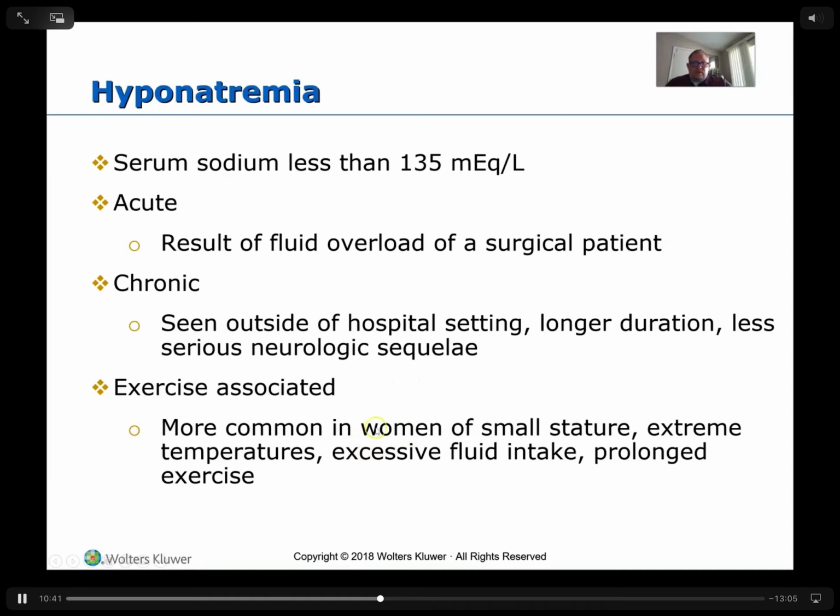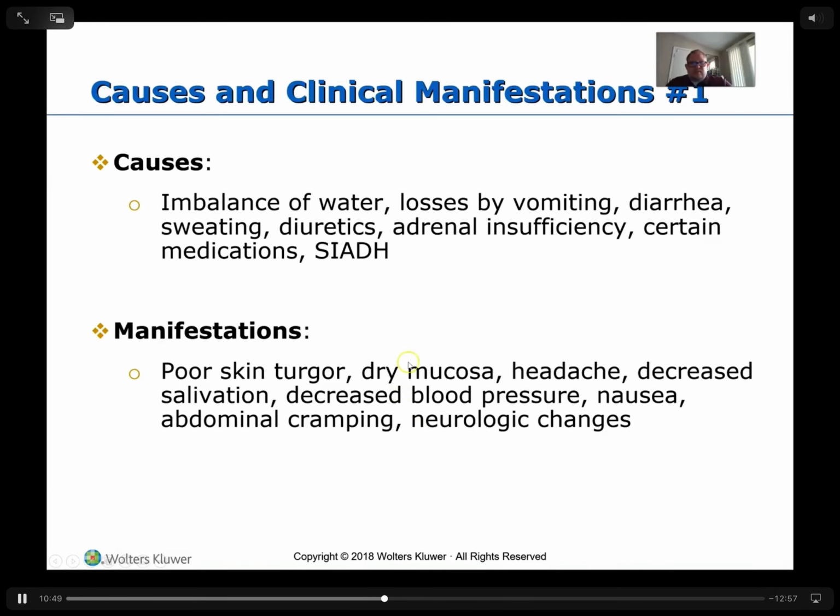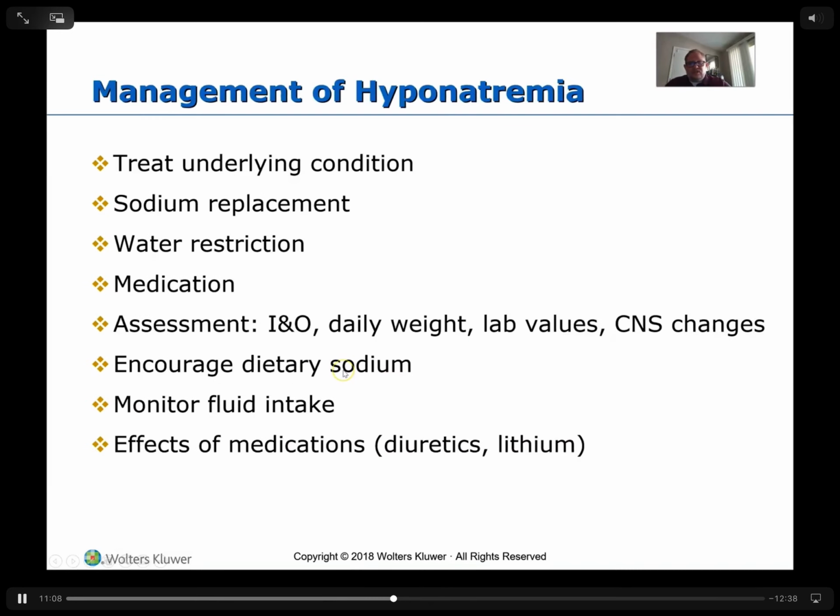So more common in women, small stature, extreme temperatures, excessive fluid intake, prolonged exercise. Causes: imbalanced water loss, vomiting, diarrhea, sweating, diuretics, SIADH. What happens? Poor skin turgor, dry mucosa, headache. Something to remember with sodium things is generally there's a lot of neurologic changes.